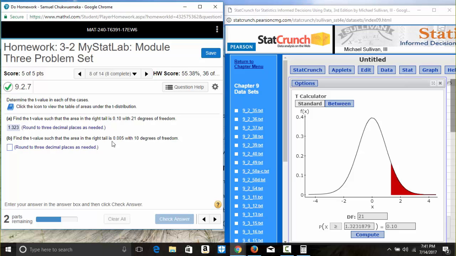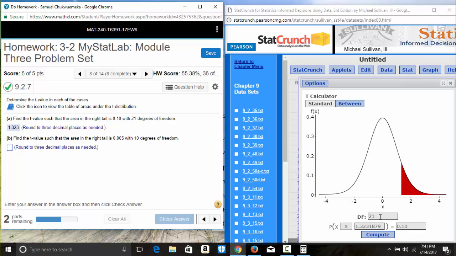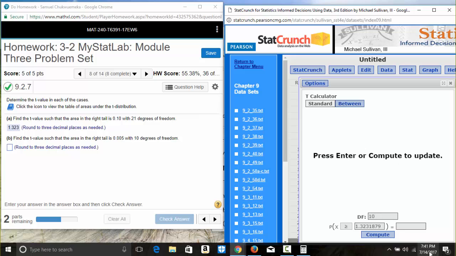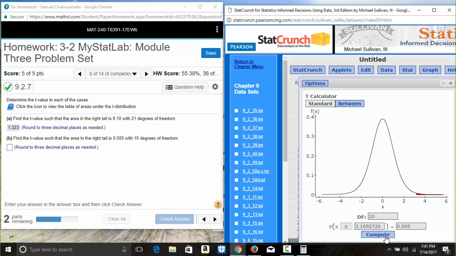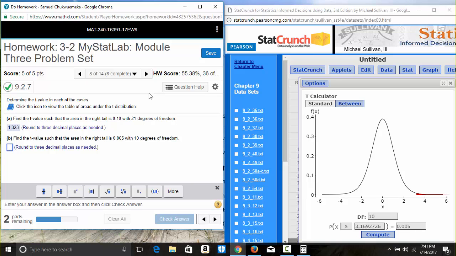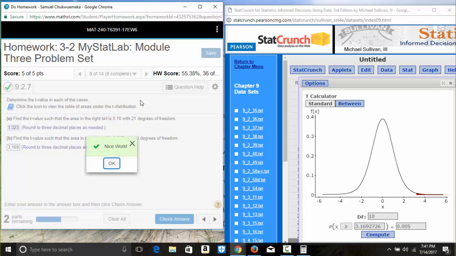Then the same question, but now they changed it here. Degrees of freedom is 10. They're asking the same concept. And the area, or the probability, is 0.005. And this is still the area in the right tail. So you click on it. This is 3.169.